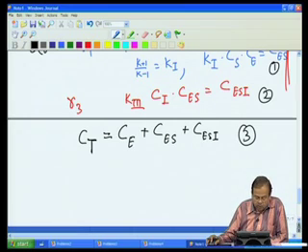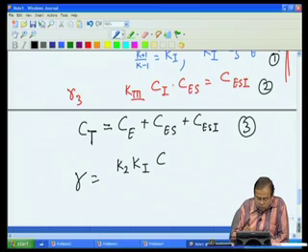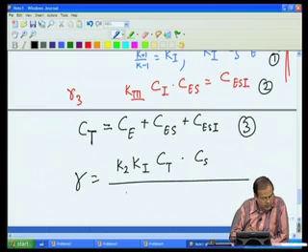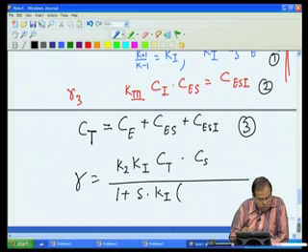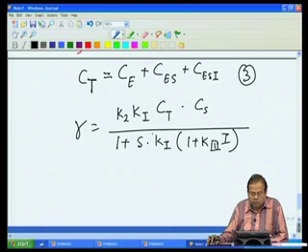So, now if I use information 1, information 2 and information 3 and do little bit of algebraic manipulation, I will get my rate as constant k 2 into k 1 into C T into C S divided by 1 plus K 1 into C S into 1 plus k 3 into C I. This is my final rate expression.